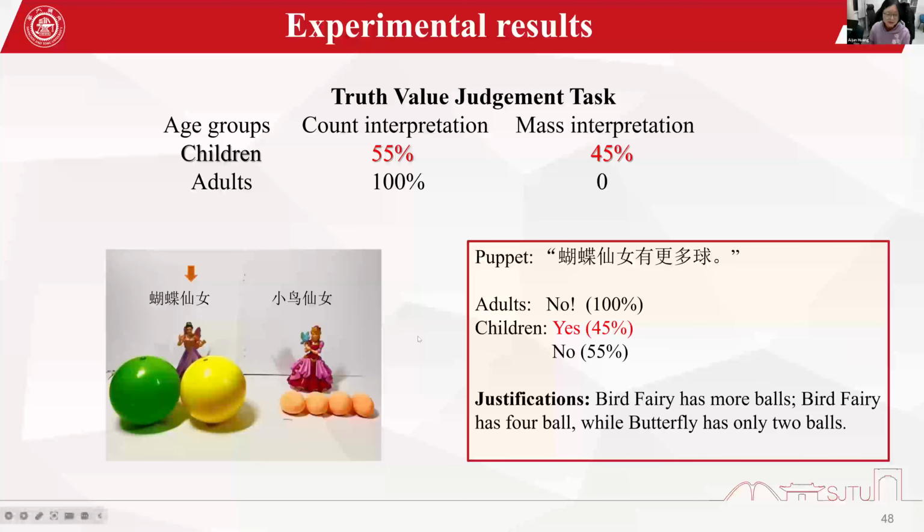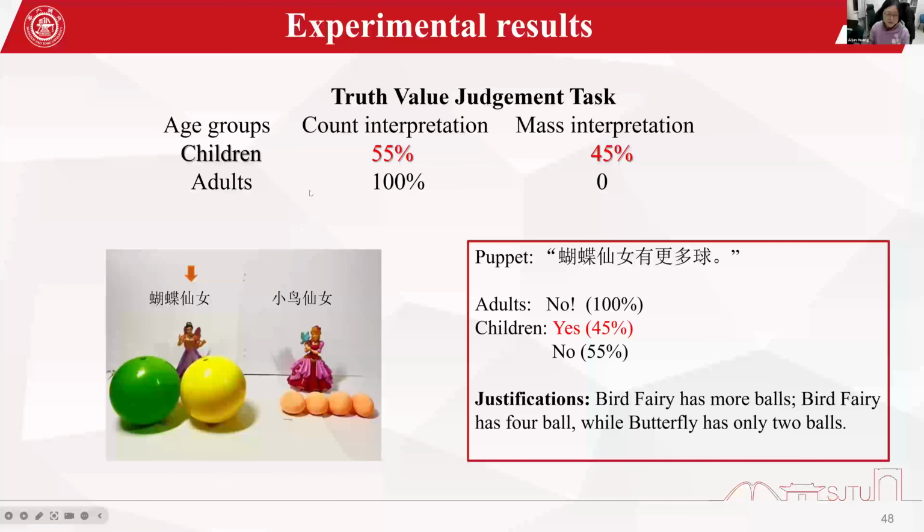However, when we present the data for the truth-value judgment task, we got a totally different result, especially for children. For children, we got half count interpretation and half mass interpretation. So half of the children, when asked to judge the sentence 蝴蝶仙女有更多球, would say yes. When they say yes, that means they assign the mass interpretation to the test sentence, because the Buddha has two bigger balls, which weigh 100 pounds. So more weight, more ball in terms of weight. But we can still say some children prefer the count interpretation. They reject the sentence, saying this sentence is wrong.